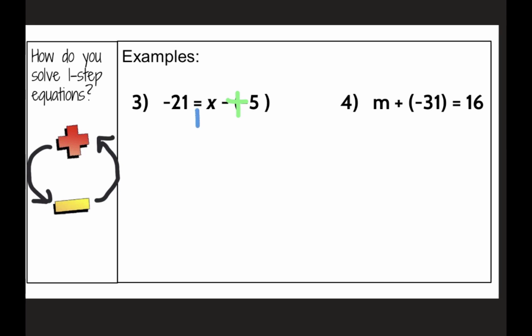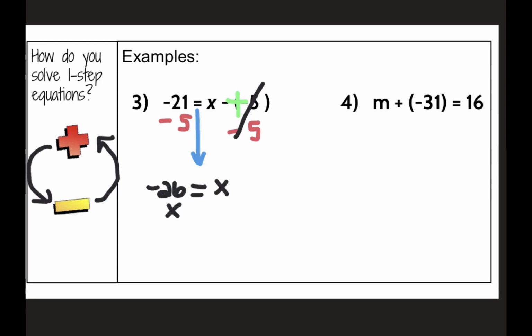We need to maintain equality. Our job is to figure out the value of x, get it by itself. We need to get this plus 5 out of here. What are we going to use to do that? The inverse operation. So minus, and we're going to minus a 5 to both sides to maintain equality. Positive 5 minus 5, that gives me 0. I'm left with just x on the right equals negative 21 minus 5. That's going to give me a negative 26.